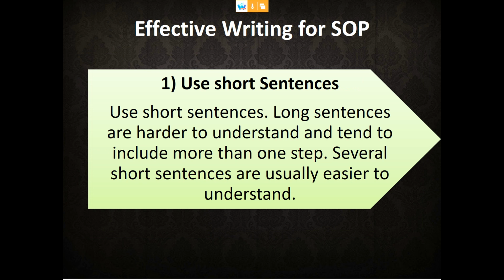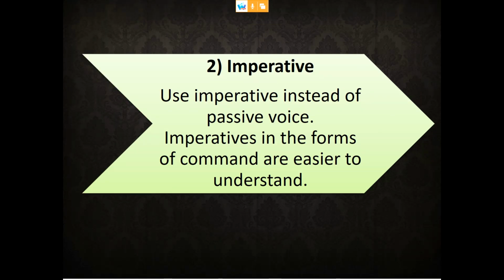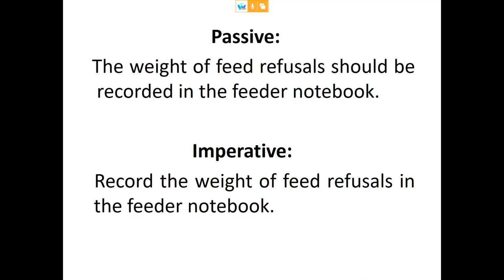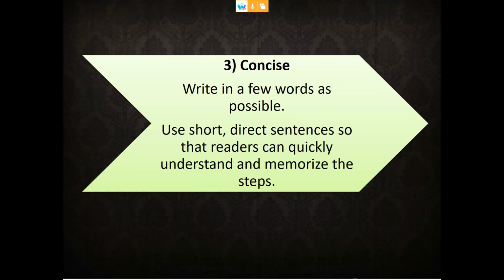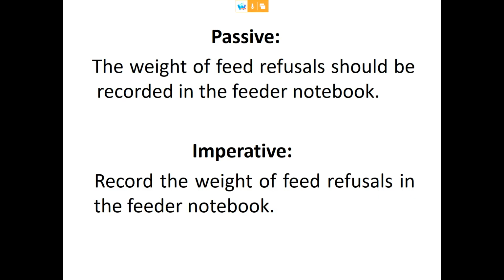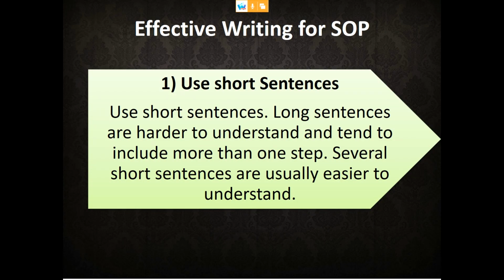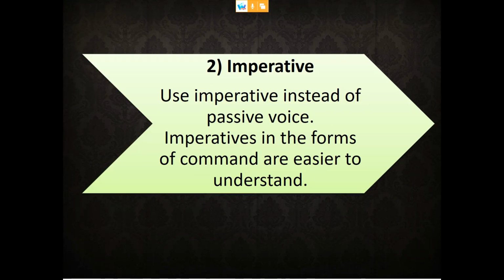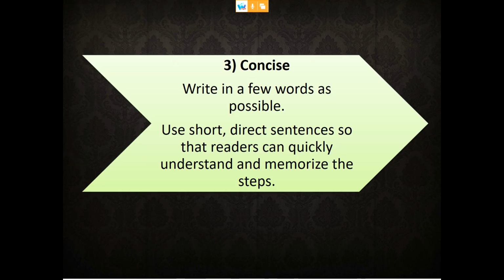Okay? Now, in order for you to write the procedure, you need to remember to always use short sentences. Okay? Because they are usually easier to be understood by your audience. Number 2, you have to use imperative instead of passive voice. Okay? Use imperative. Number 3, you need to be concise. Okay, use short, direct sentences. Okay, so remember 3 tips for you to write your procedure. Use short sentences. Number 2, use imperatives. Number 3, be concise.